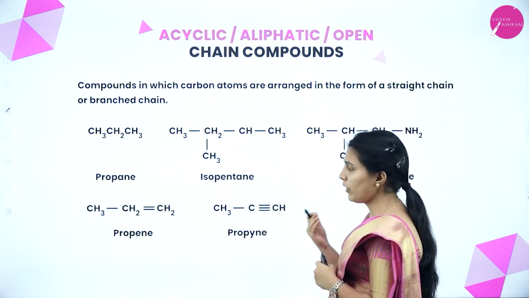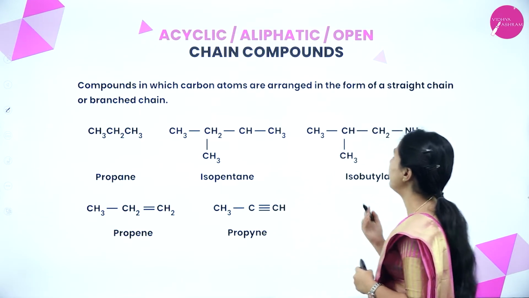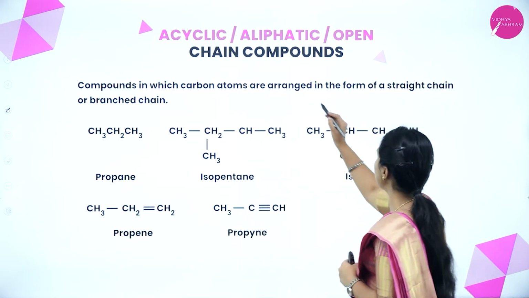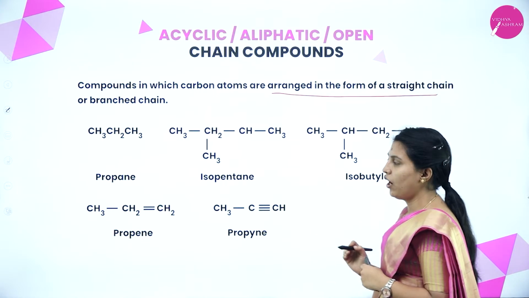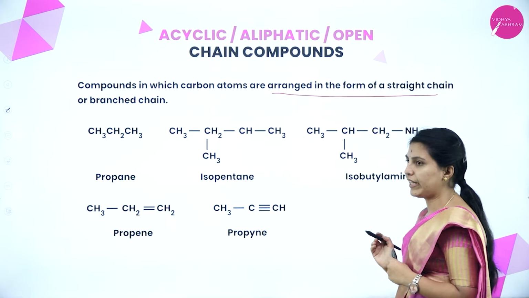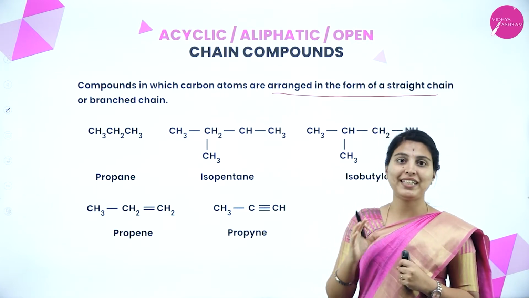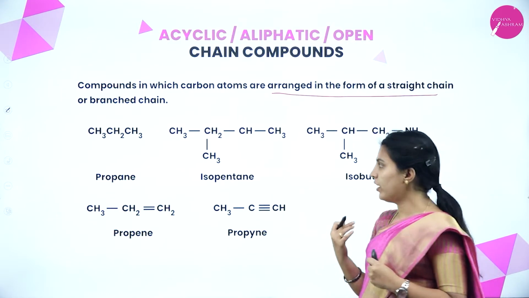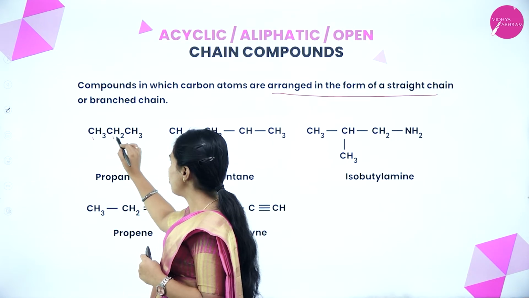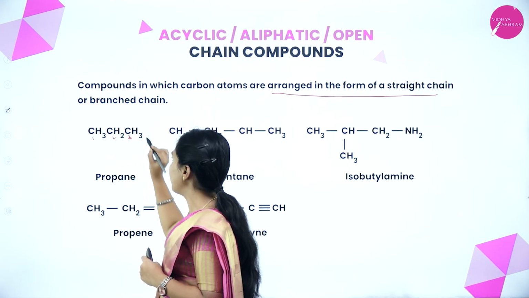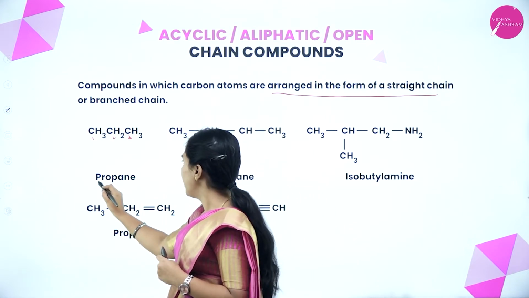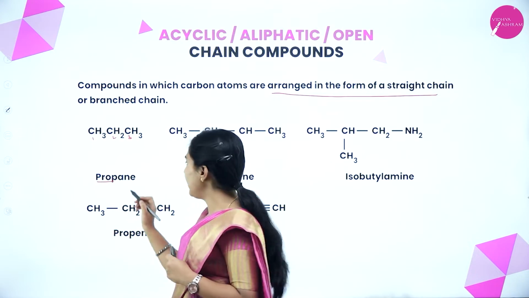We'll see now, first, acyclic or aliphatic or open chain compounds. These are compounds in which carbon atoms are arranged in the form of a straight chain or a branched chain. We call it acyclic or aliphatic. It doesn't have a cyclic nature, but it has a straight chain or a branched chain. See here, this is propane, 1, 2, 3, 3 carbon atoms, but in the same chain. That's why here prop means 3 carbon, ane.